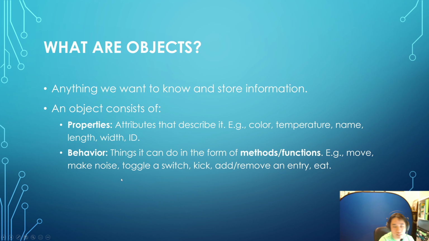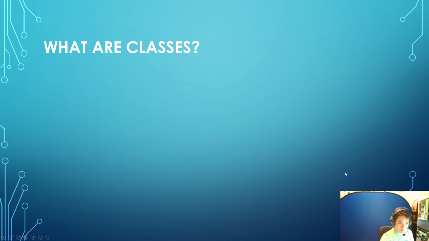How about its behavior? Like, what can it do? And we implement its behavior in the form of methods or functions, as we know. So for example, we can move it, we can make noise, we can have it toggle a switch, we can kick it, add or remove something to it, or we can eat it. I have no idea what you want to eat, but if it's food, go right ahead. So that is objects for you, which is just a container of properties and behaviors in the form of methods.